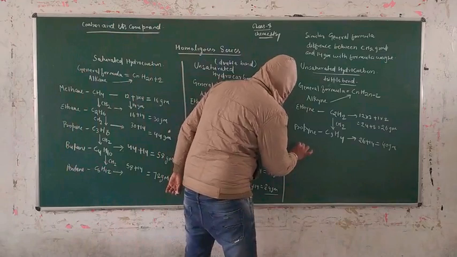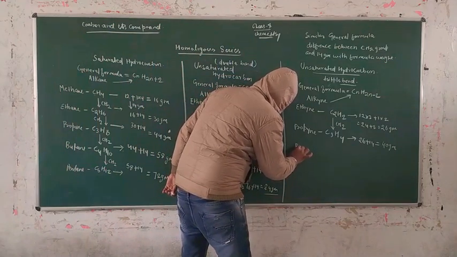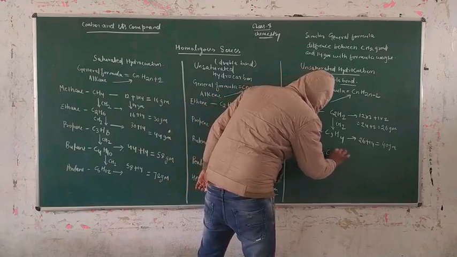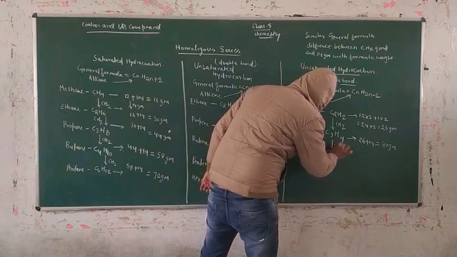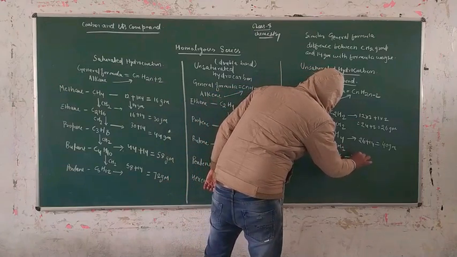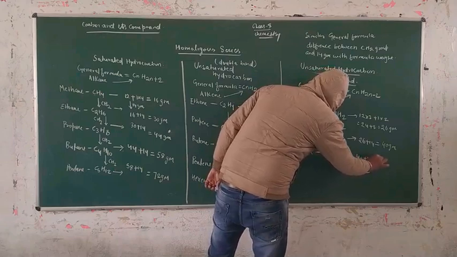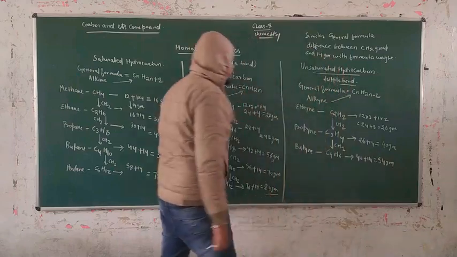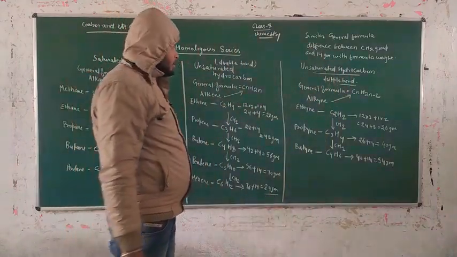We have to prepare another one, butene. The formula is C4H6, where again there is a CH2 group increment. We have to add 14 plus 40, which is equal to 54 grams, the formula weight of butene.